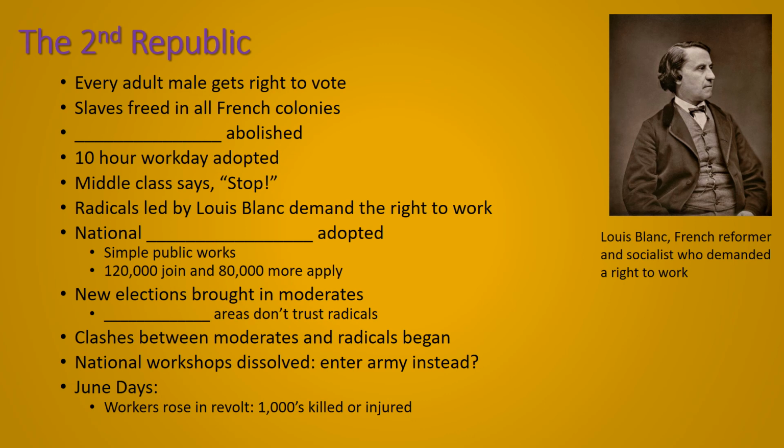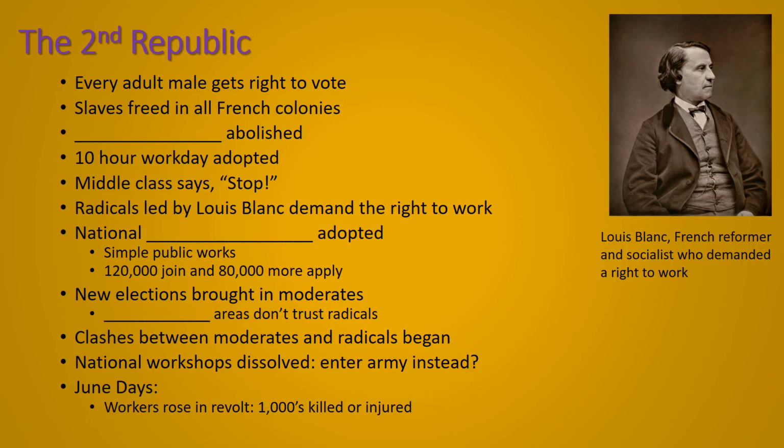We tried that once. Remember that? It worked out really good. So here's what they did. And these are extremely liberal and some of them fairly radical ideas. Every adult male gets the right to vote. Suffrage for every male. Not the females, but every male. Slaves freed in all French colonies. So slavery had been already banned in France, but now all the colonies, it's banned.